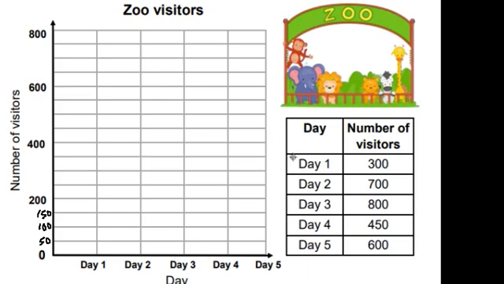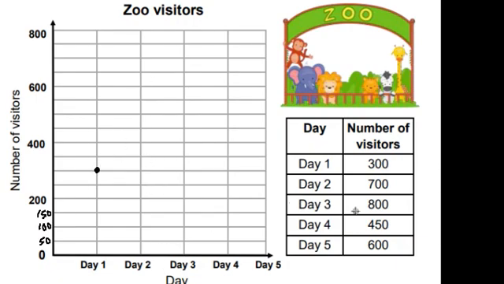So now we can figure out where to plot 300 for day 1. So this is day 1. If this is 200, this will be 250, 300. This is day 1, so you just put a dot here. We're still coming back to use those dots. Okay, that's for day 1.